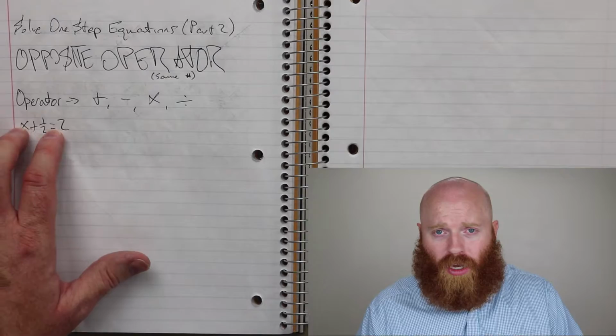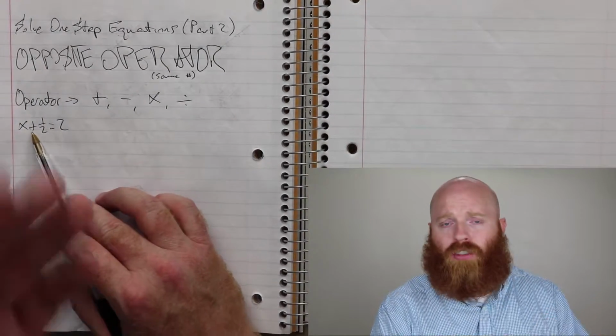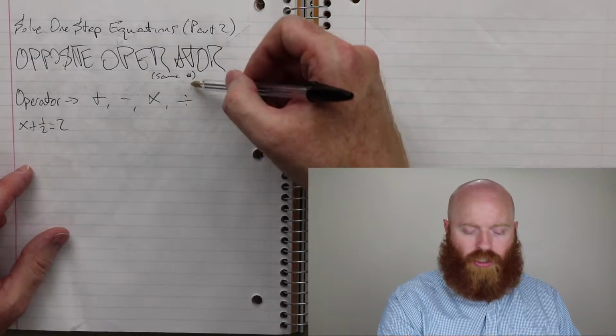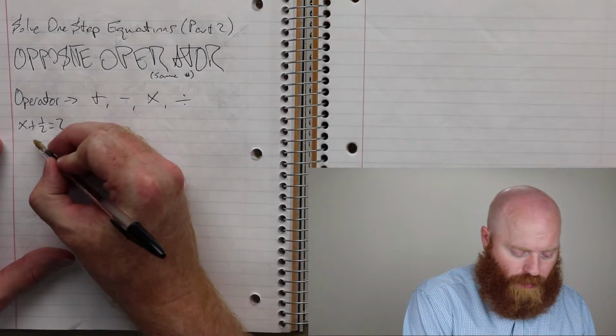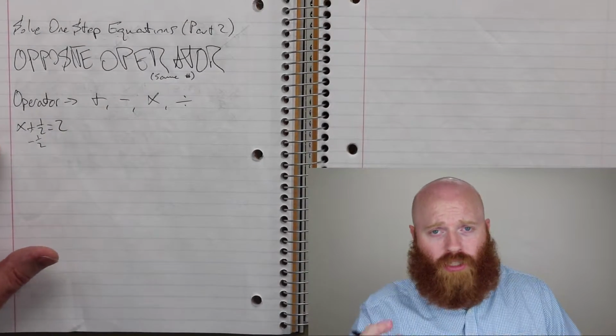But let's solve it by performing the opposite operator. The operator is plus, minus, times, divide, and then perform the opposite. Okay, I see plus, the opposite is minus, but I've got to use the same number. Opposite operator, same number. So instead of plus 1/2, I'm going to go to minus 1/2. I'm not going to explain why I'm using 1/2 and not 2. I explained that in my part 1 video, which I told you to watch.